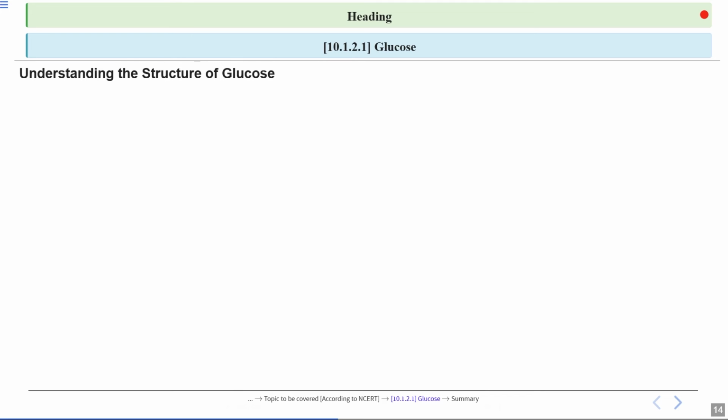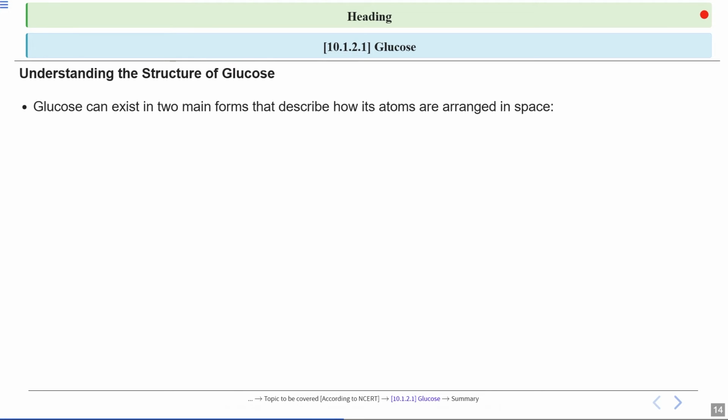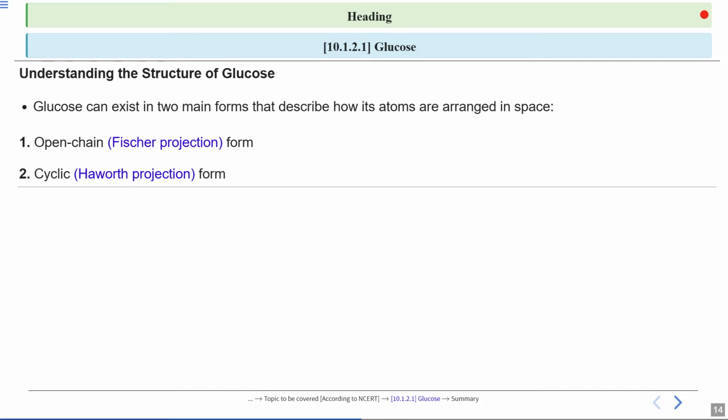Now we will understand the structure of glucose. Glucose can exist in two main forms depending on how its atoms are arranged in space. First is the open chain form, which is also known as the Fischer projection. Second is the cyclic form, which is also known as the Haworth projection.